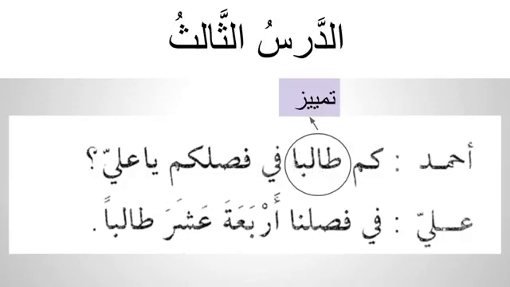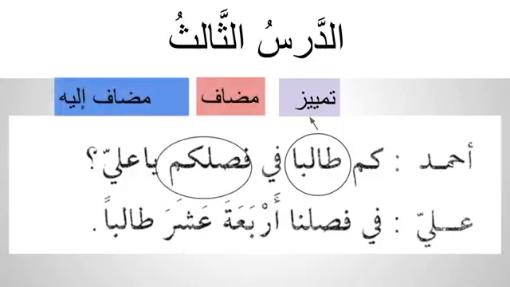Kam taliban fi faslikum. What is fi faslikum? Fi is harf jar and faslikum is an ism majroor, and it is mudaf and mudaf ilayhi, a combination of mudaf ilayhi. How many students in your class? Ya Aliyu. Ya is harf nida and Aliyu is a munada. So Ali answers, fi faslina arba'ata ashara taliban.